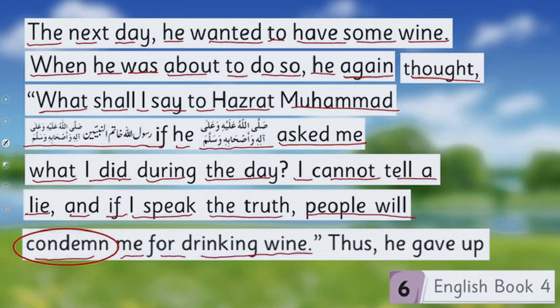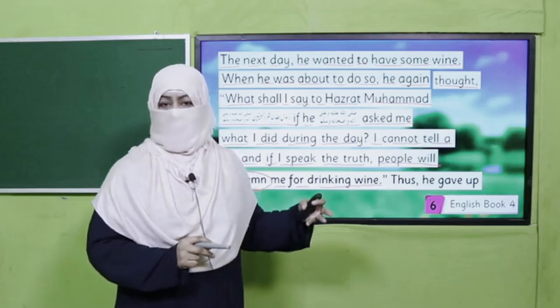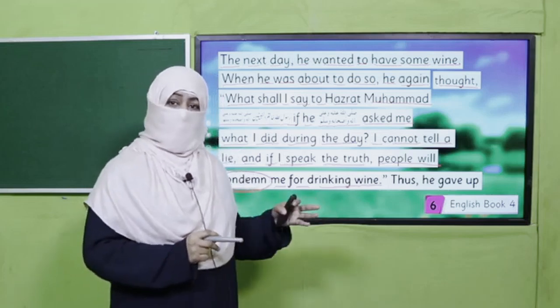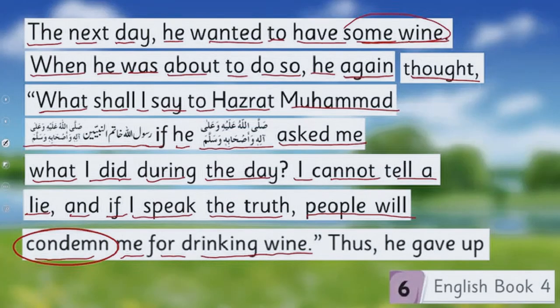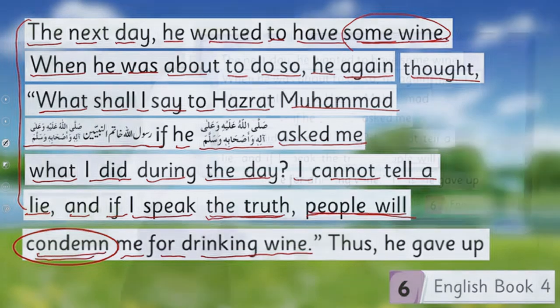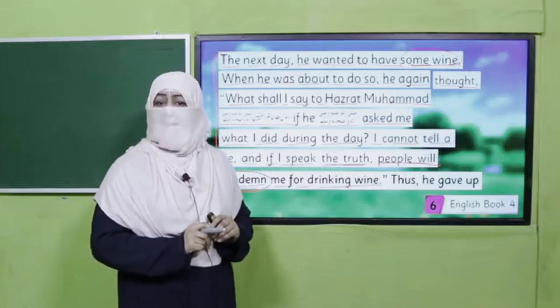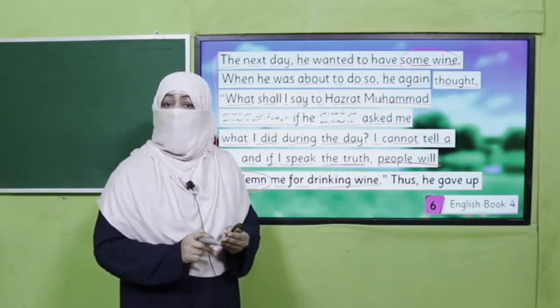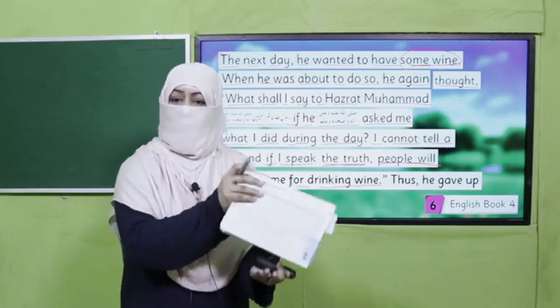Yes, my dear children, the first day he thought to go out for theft, but he stopped because of his promise. The next day he thought to take some wine, but he stopped because of his promise. And why did he think so? He said, if I tell the truth, people will condemn. Now here, I want to know what this word condemn means. I don't understand it. So whenever while reading you find a word which is difficult for you, you can use a dictionary, and I'm going to tell you how to use a dictionary.